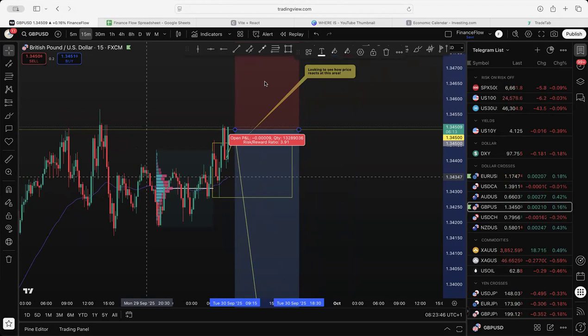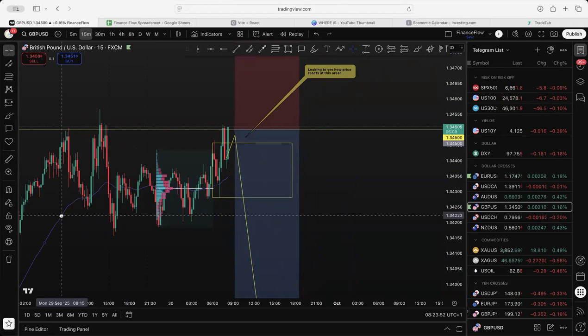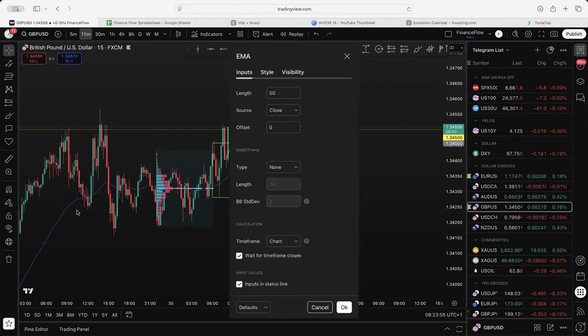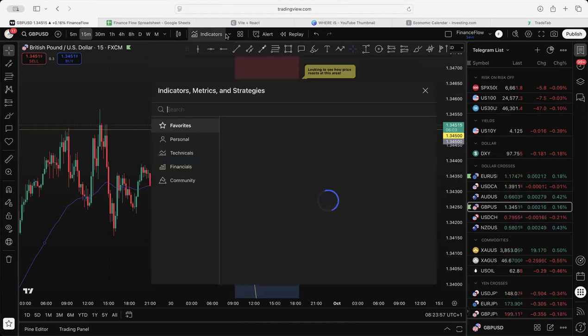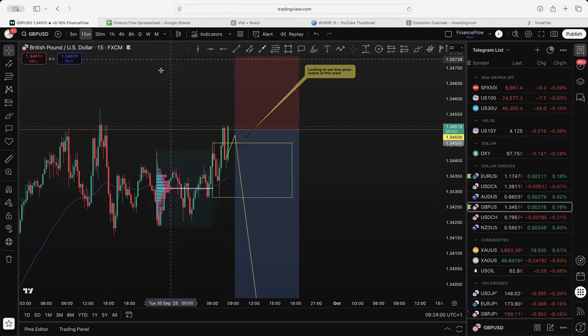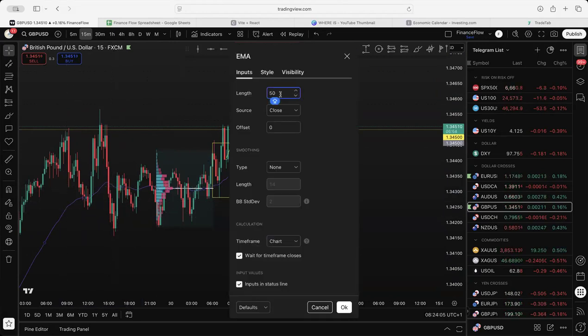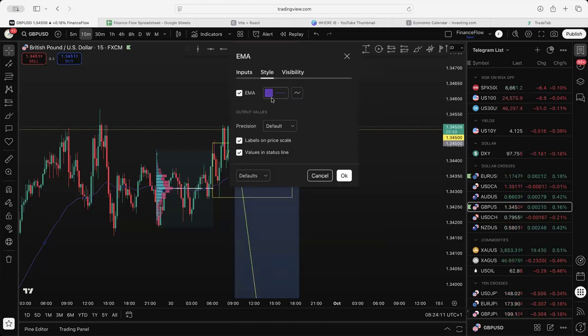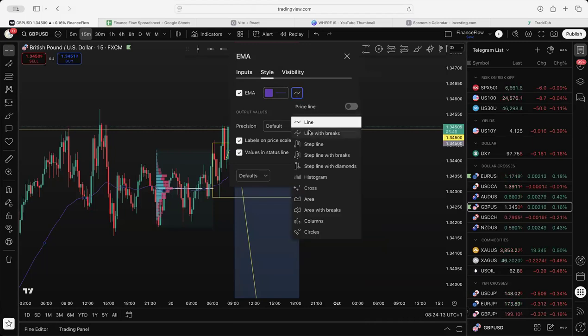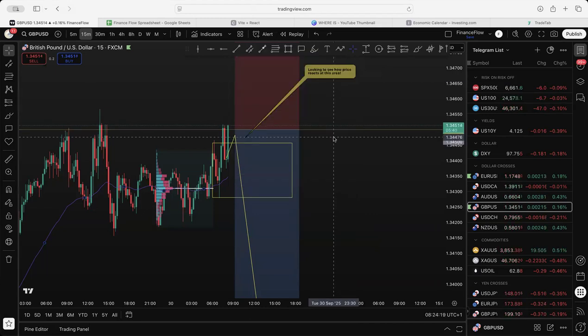What EMA are you using? How do you change it, please? Okay, so for any one that you want, click on the EMA. If you want to find one, it's under moving averages. If you click on it, for those of you who don't know, you can change the length of it here. You can even change the color of it. It can be dotted, blocks, whatever. So there are lots of options.